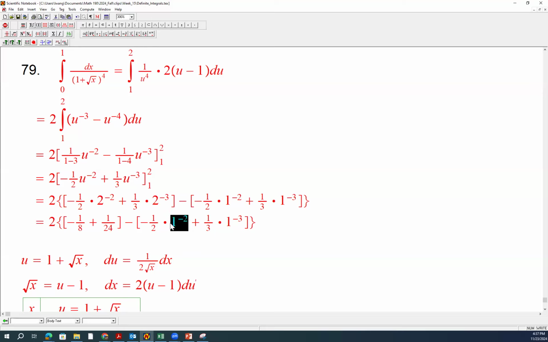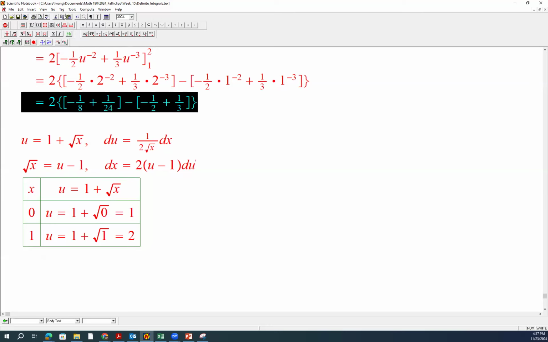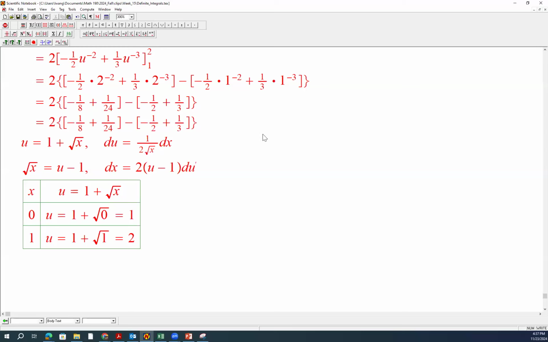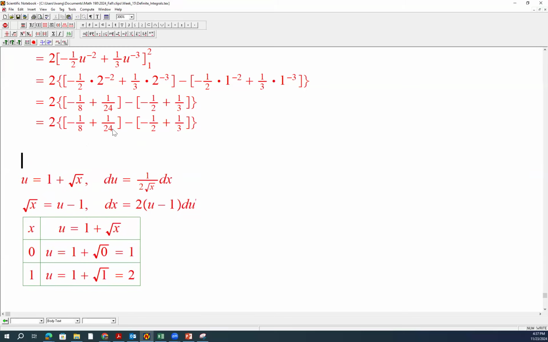And this piece is 1, and this is 1. And you will have to find a common denominator. Here we go. The common denominator in this part is going to be 24. 3 times 8, so that's 24 under 3. And all of it is going to be -24 under 2.